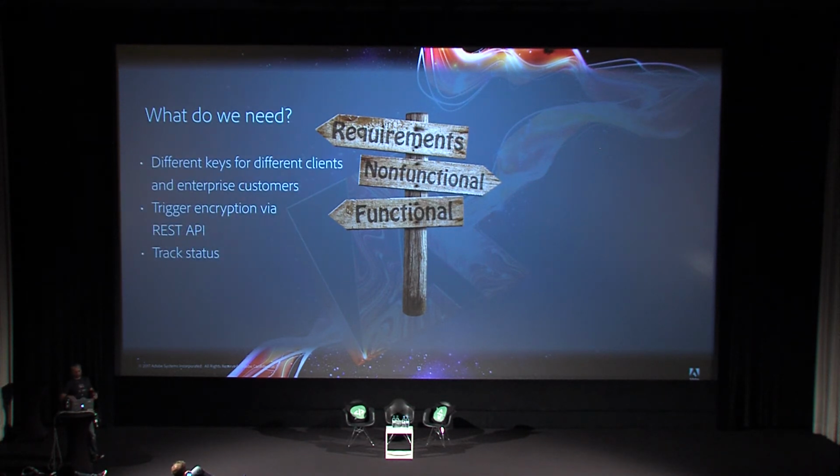So, of course, we want different clients and different enterprise customers to be able to define their own keys and use different keys for themselves. Then we want some API for them to trigger an encryption of their data. For example, if they roll a key, all the data needs to be re-encrypted, because if they delete the old key before all the data is encrypted with the new key, well, they can't access it anymore. So that's something we need. And we need to be able to track the status of the re-encryption.